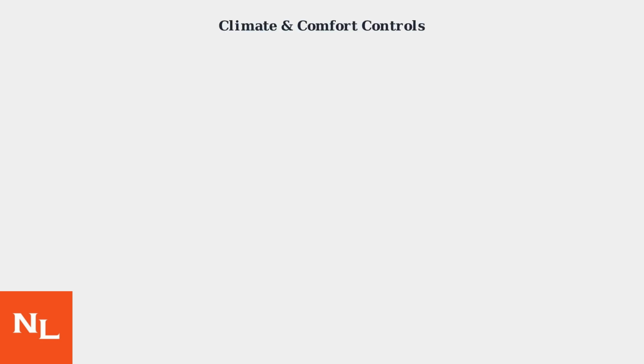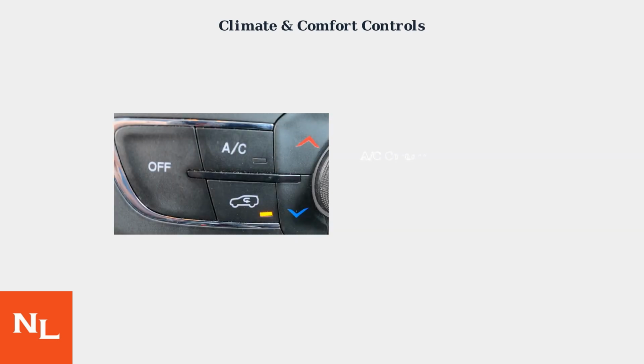Climate controls manage your vehicle's heating, ventilation, and air conditioning systems. These buttons directly affect comfort and visibility. The AC button controls the air conditioning compressor, which is separate from fan speed. The recirculation button, shown with a car and curved arrow, switches between interior and exterior air sources.